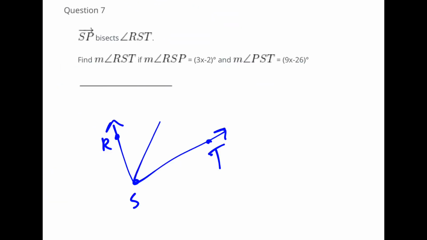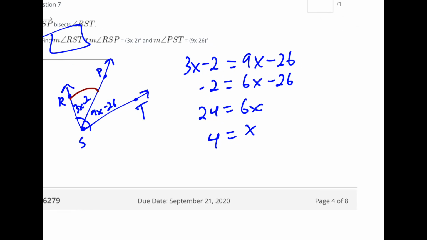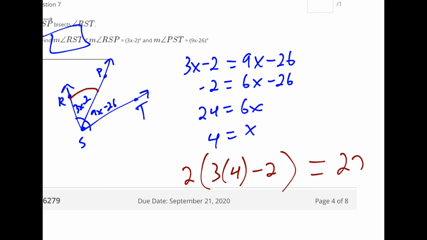Here's RST. SP bisects. That means that these two angles are equal. They give us RSP, 3x minus 2, and they give us PST, 9x minus 26. They're equal to each other. If I solve, I get 4 for x. Now, they want to know the entire angle RST. So I can figure out one of these and double it. I'm going to choose the 3x minus 2, so that becomes 3 times 4 minus 2, and I'm doubling that entire thing. 3 times 4 is 12, minus 2 is 10. If I double that, I get 20 degrees.